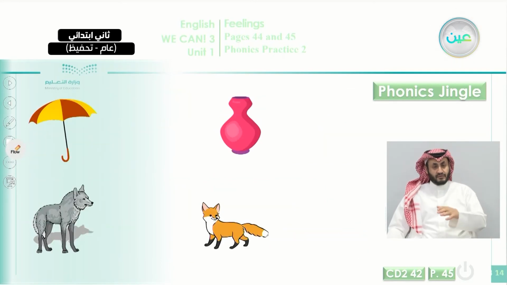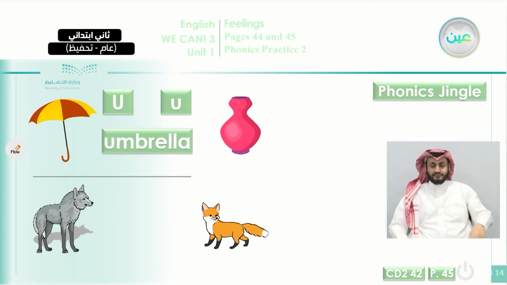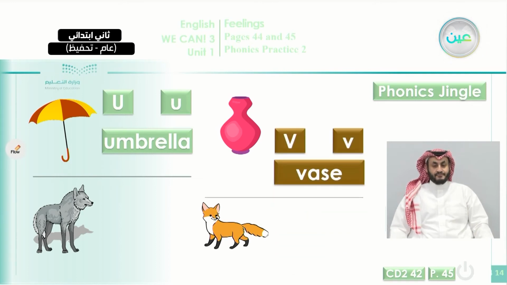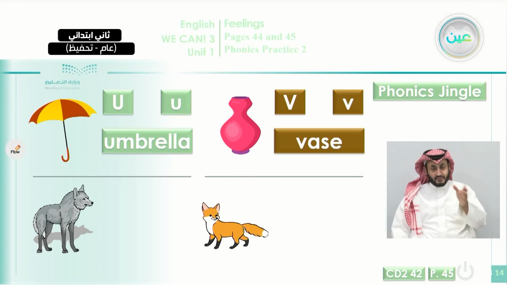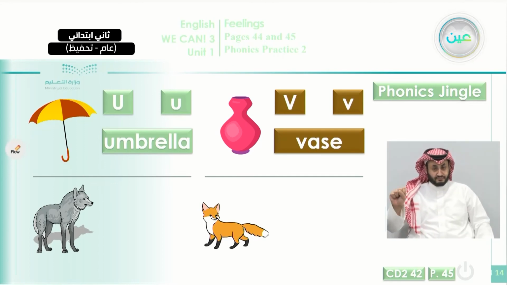And here we have 4 more pictures. You can tell about the first one. What is this picture? It is a picture of an umbrella. That's right, it is an umbrella. The word umbrella here starts with U. You can write it in capital or in small, as you can see. The next one is a vase. This is a vase, starts with V, and there is a difference between capital V and small v, okay, in size only, but they write the same.